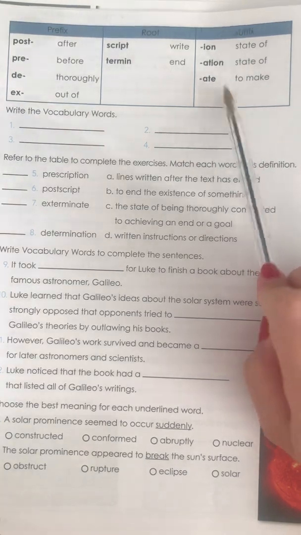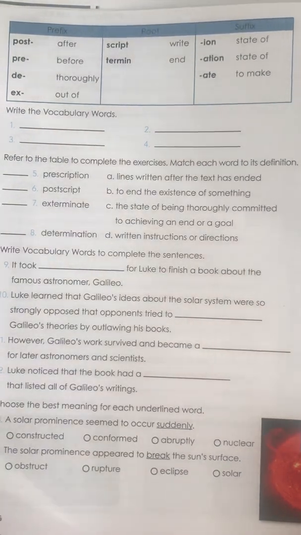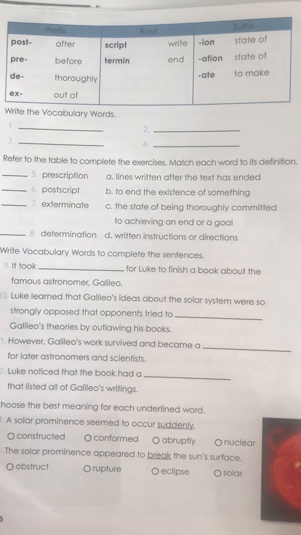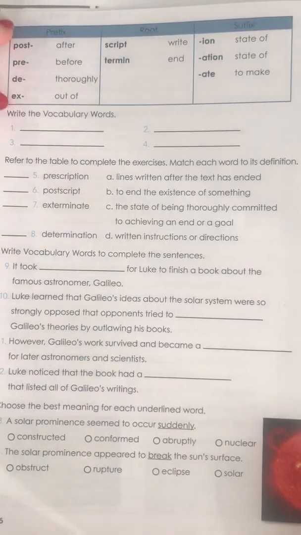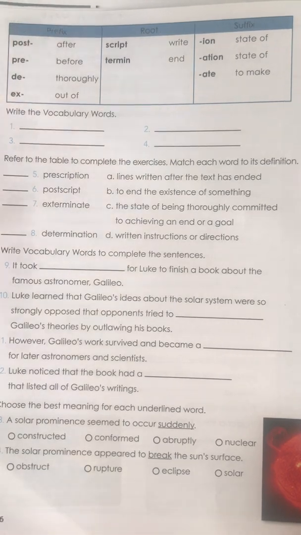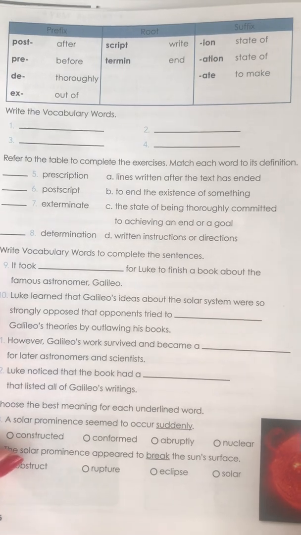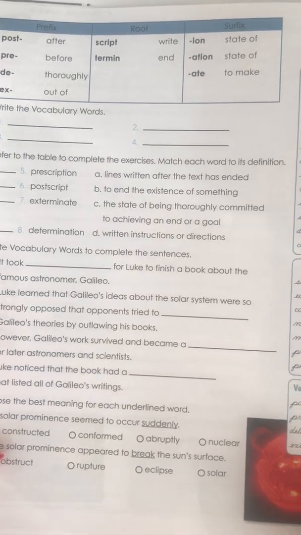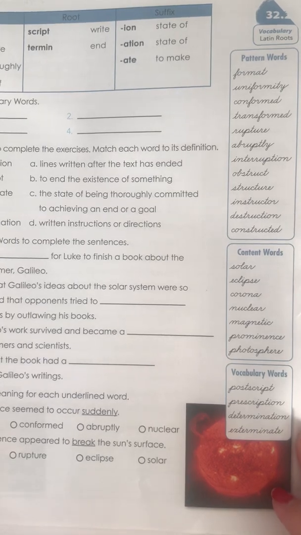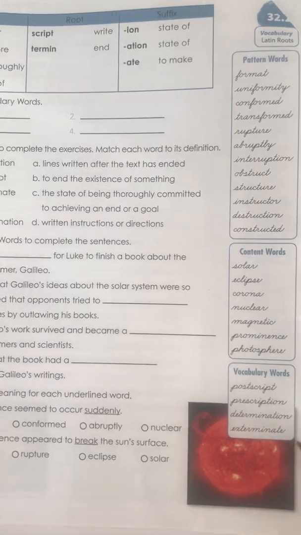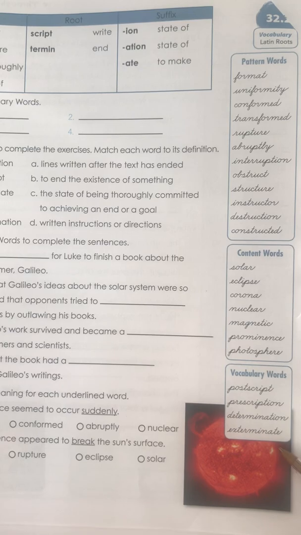So sometimes you don't even need to use your spelling dictionary. You can use the clues from the meanings of your affixes to complete your meanings and then include those words in your sentences. So just remember the pronunciations are postscript, prescription, determination, exterminate.